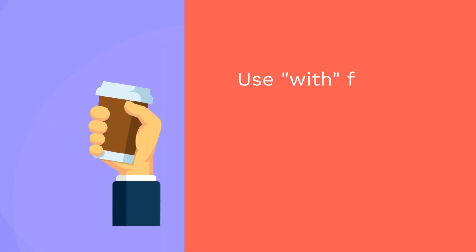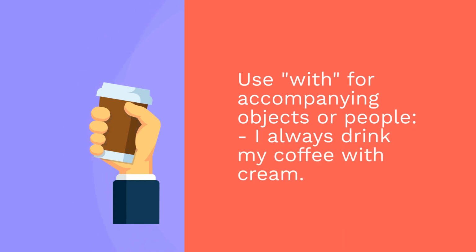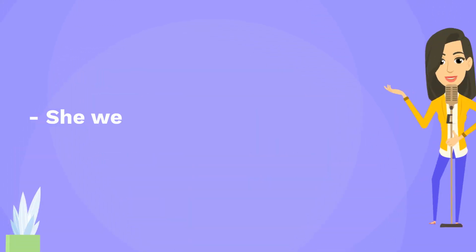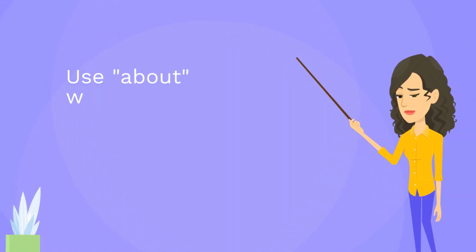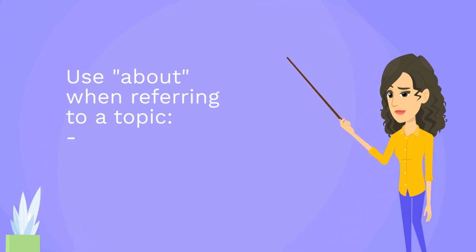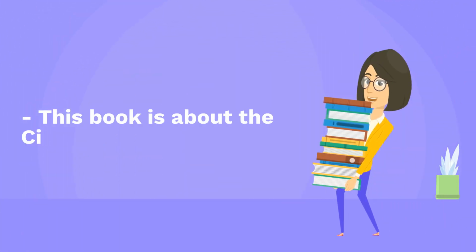Use with for accompanying objects or people. I always drink my coffee with cream. She went with her friends to the concert. Use about when referring to a topic. We talked about the big game last night. This book is about the Civil War.